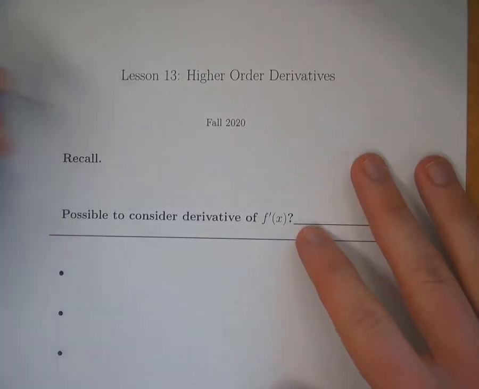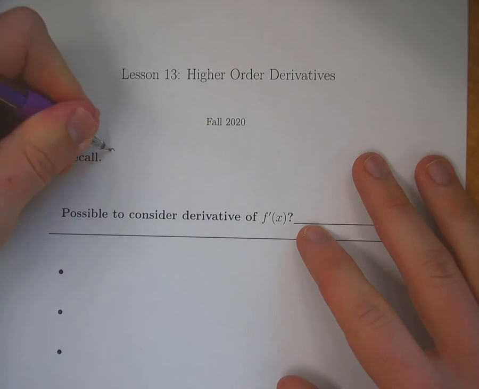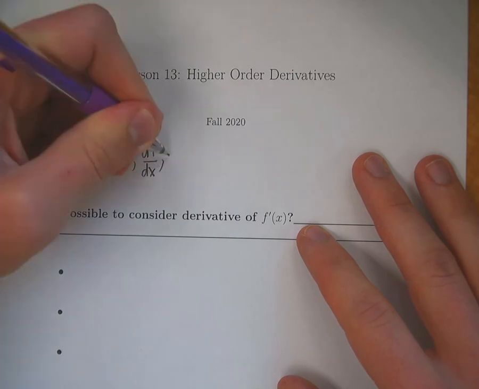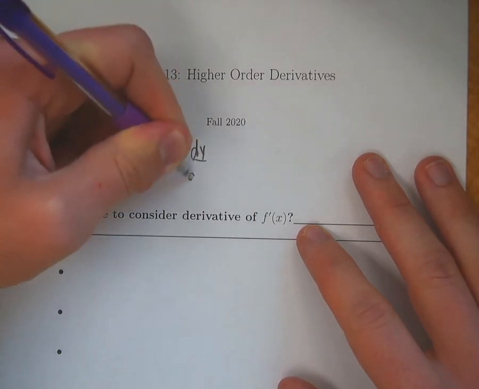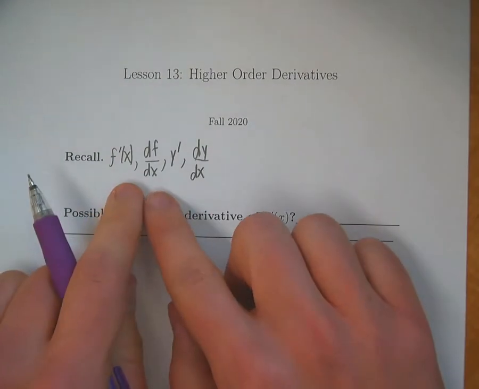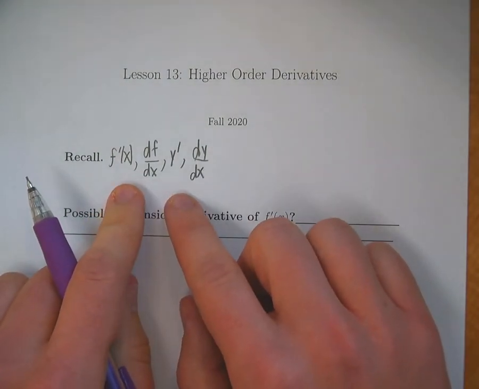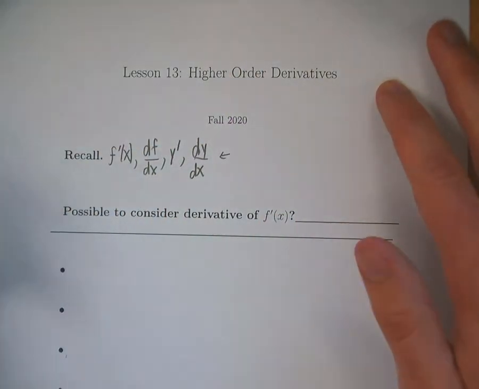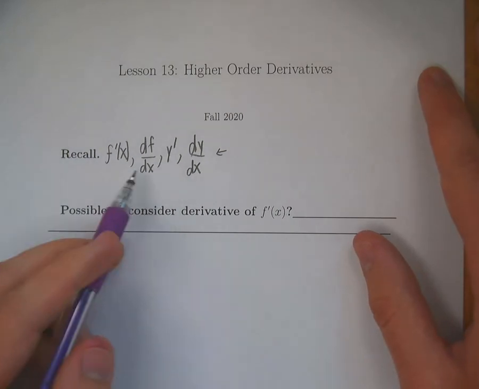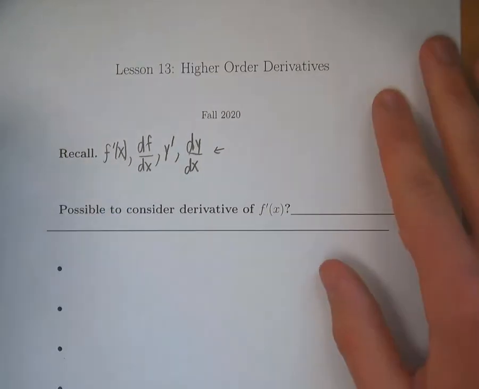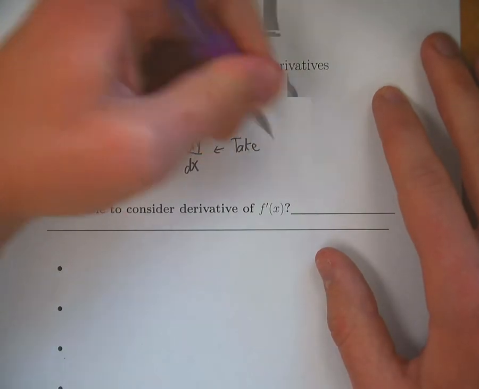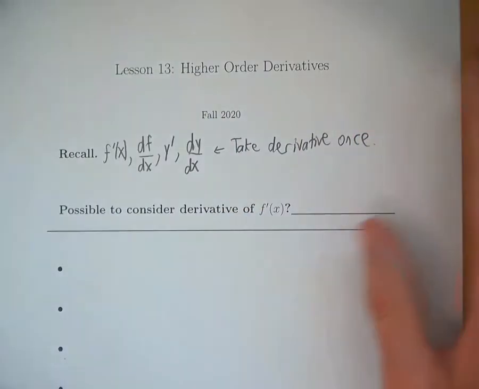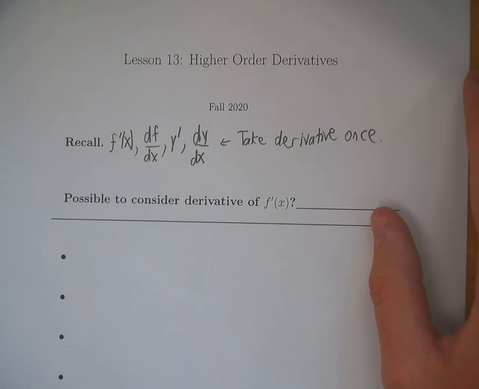So, recall from the past few lessons we've been looking at f prime of x, df dx, y prime, and dy dx. What you'll notice between these 4 expressions is that they're essentially different ways of saying the same thing. If you have some function y equals f of x, then all these are the same thing as saying you're just taking the derivative one time. So, take the derivative once. And yeah, that's basically it.